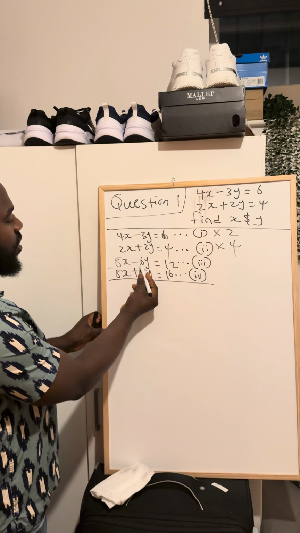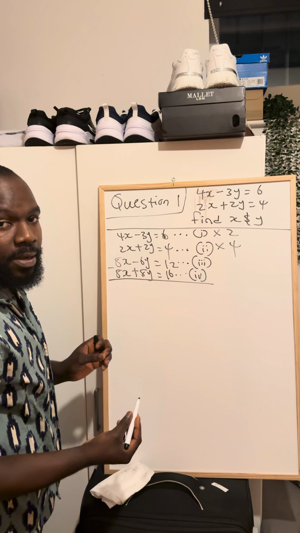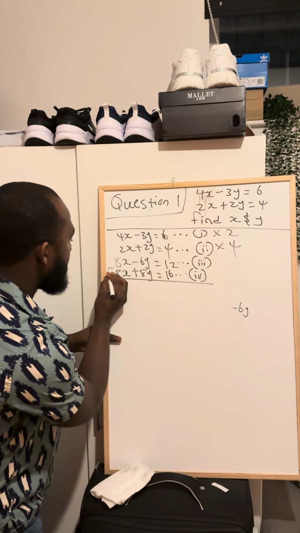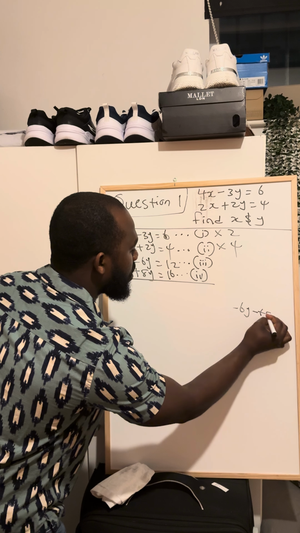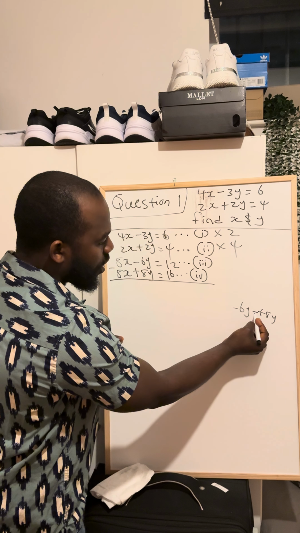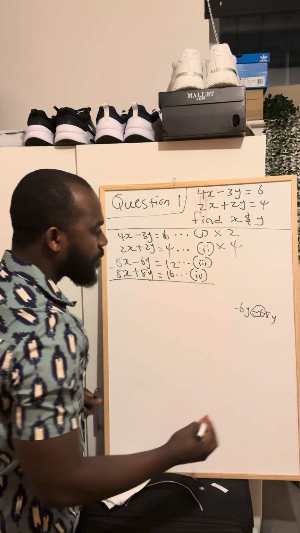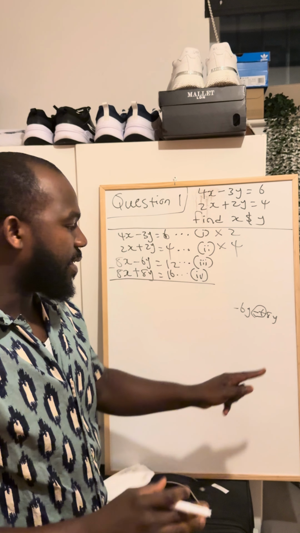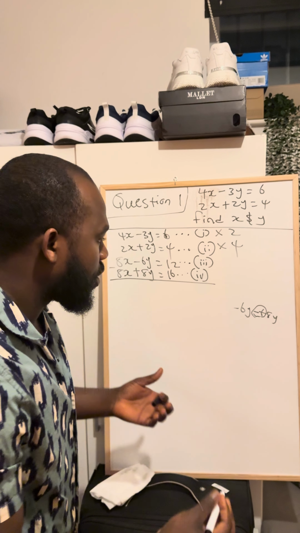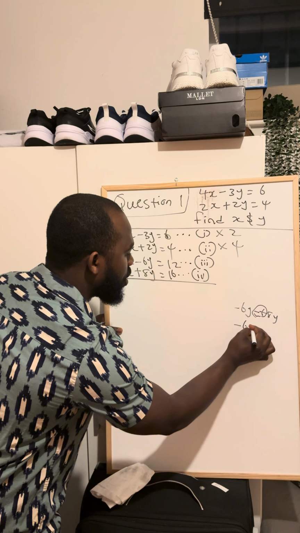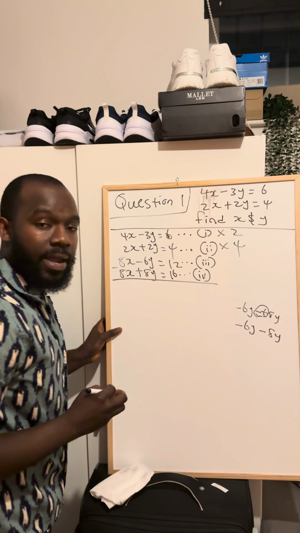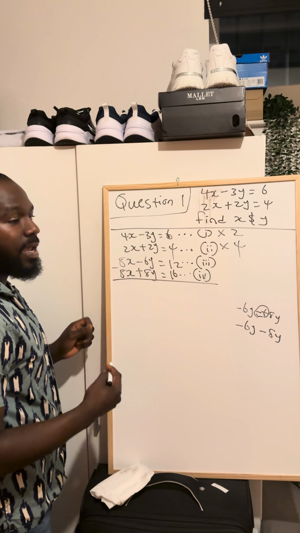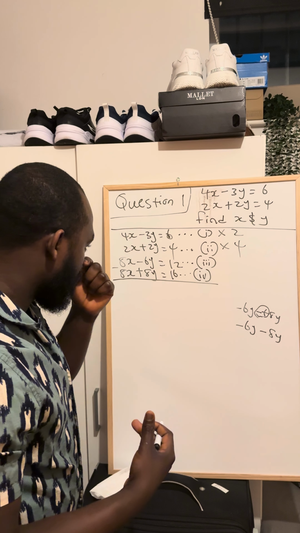So we've got minus 6y minus plus 8y. When you say minus 6y minus plus 8y, you would see that we've got two signs there, which is minus and plus. When you multiply both, minus times plus gives us minus. So it means we've got minus 6y minus 8y. Now it simply means minus 6y minus 8y, and minus 6y minus 8y gives us what?